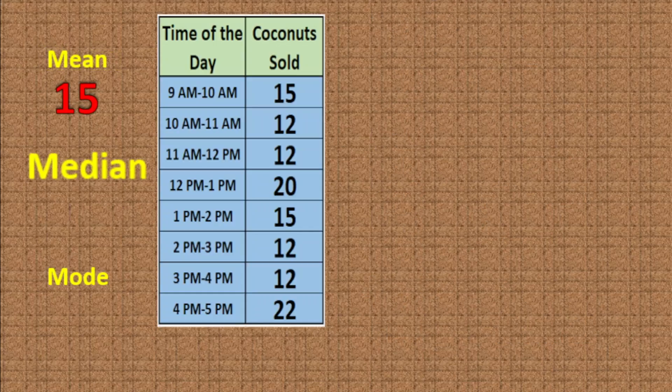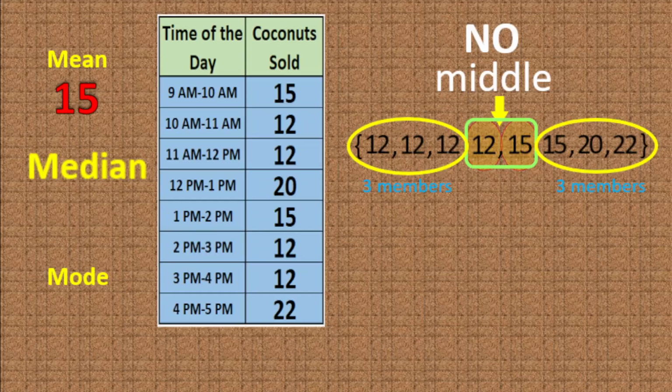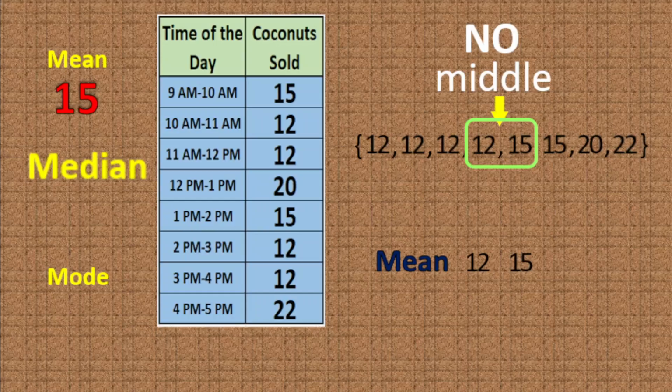Next, to find the median of the data set, we're going to have to rearrange the 8 data points in order from smallest to largest so we can figure out what the middle value is. Since there's an even number of members in this set, we can't just choose the middle number. So we're going to have to pick the middle two numbers and then find the mean of them. 12 and 15 are in the middle since there's an equal number of data values on either side of them. So we need to take the mean of 12 and 15. That's easy. 12 plus 15 equals 27, and then 27 divided by 2 is 13.5. So the median number of coconuts sold is 13.5.